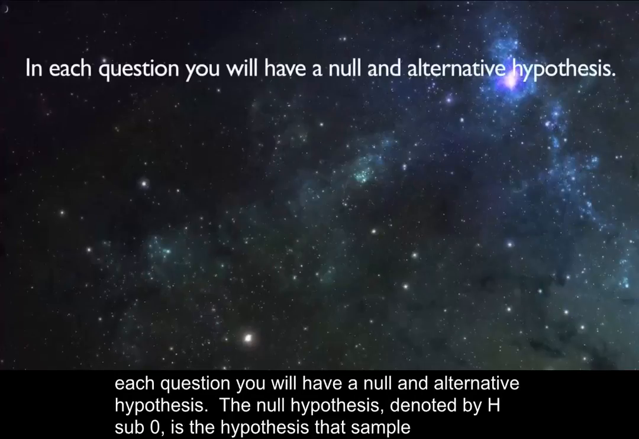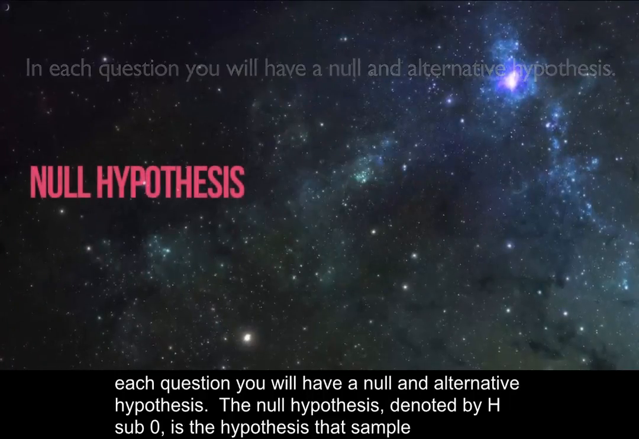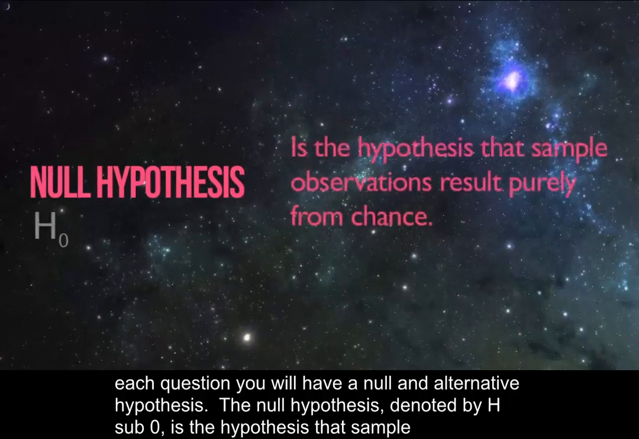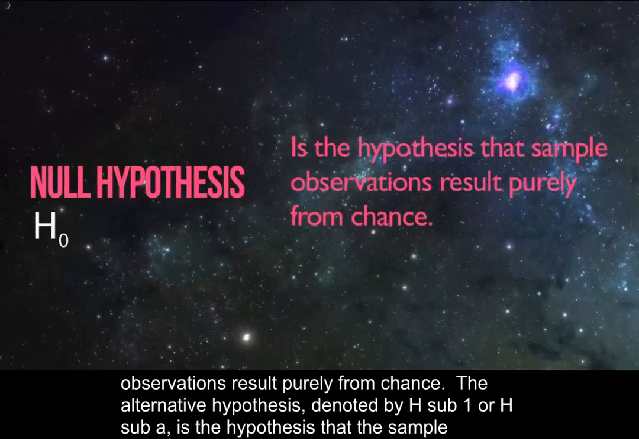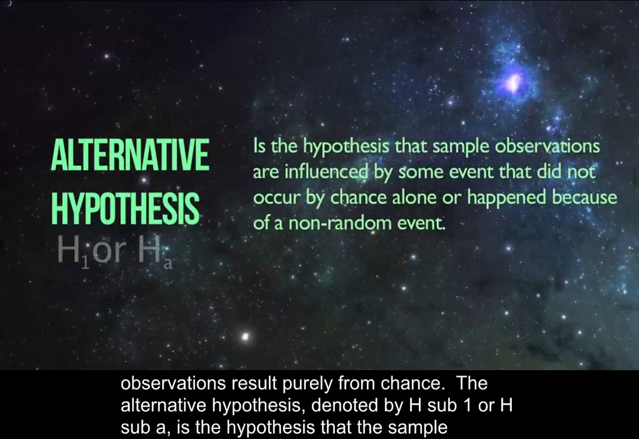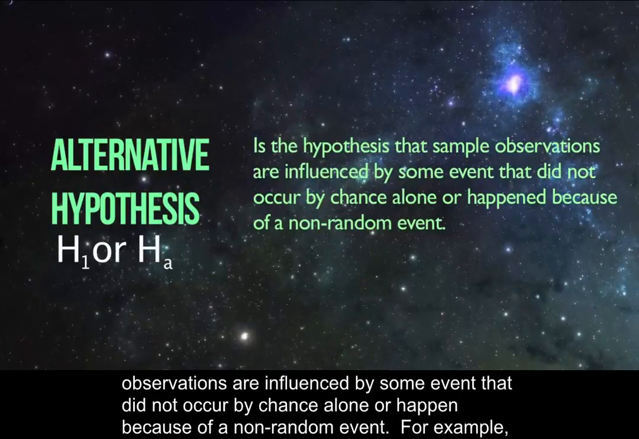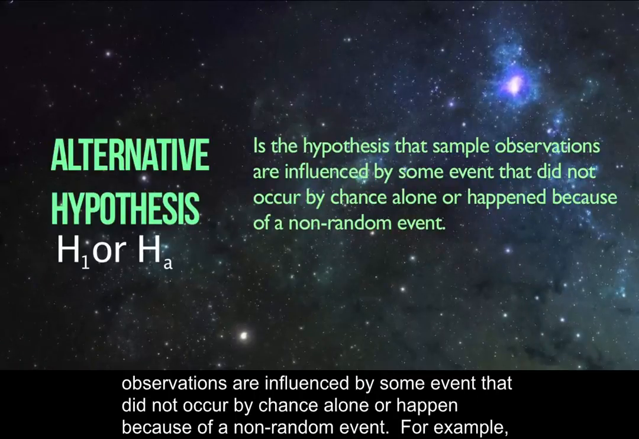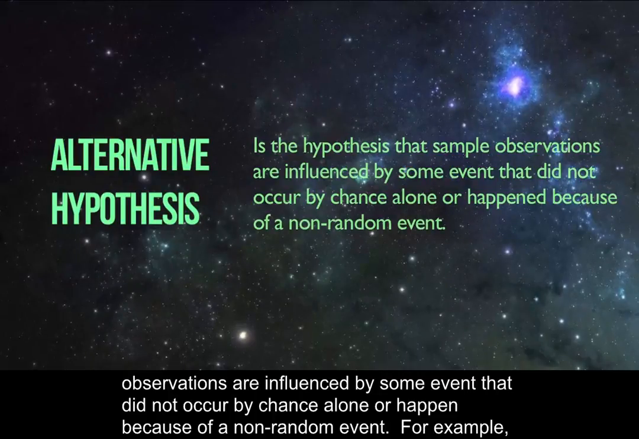In each question, you will have a null and alternative hypothesis. The null hypothesis, denoted by H sub 0, is the hypothesis that sample observations result purely from chance. The alternative hypothesis, denoted by H sub 1 or H sub A, is the hypothesis that the sample observations are influenced by some event that did not occur by chance alone or happened because of a non-random event.